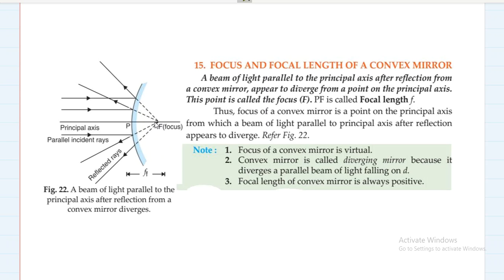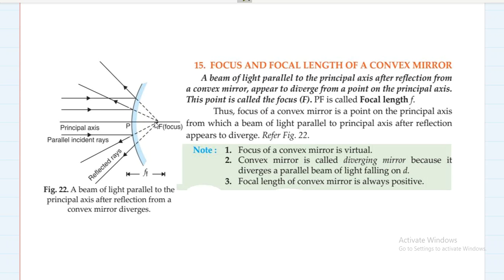So when the rays of light are incident parallel to the principal axis of a convex mirror, after reflection they diverge and appear to be coming from a point behind the mirror, which is known as focus of a convex mirror. And the distance between pole and focus is known as focal length here also.